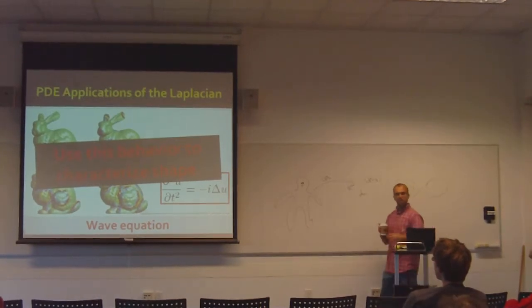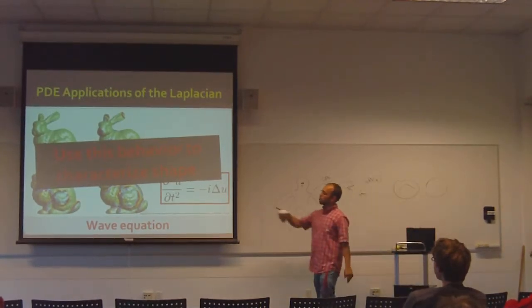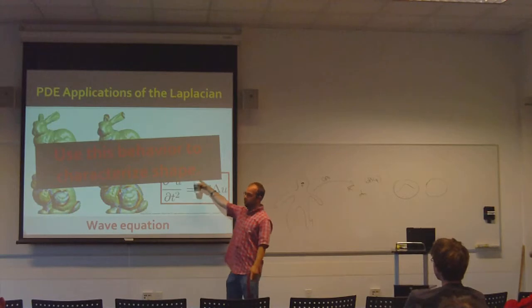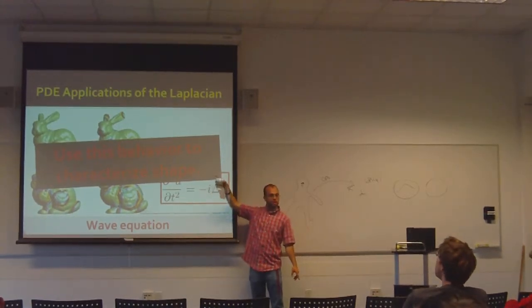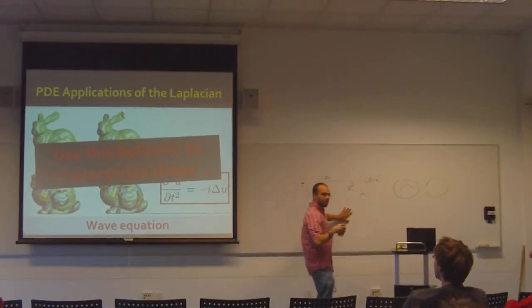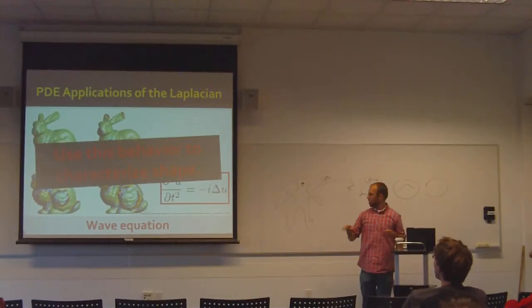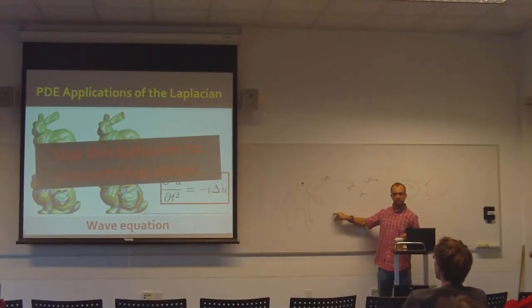So we'd like to use how your bunny responds to heat and waves as a way to characterize its shape. Now, why does it make sense? Well, let's say that I'm diffusing heat on this whiteboard. I put a little bit of heat here, and I diffuse over time. What's going to happen? Well, the heat's just going to spread out, and such is life, right?